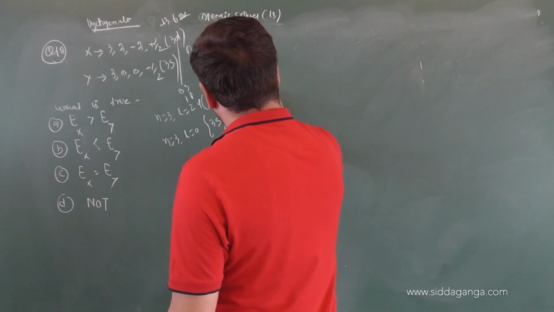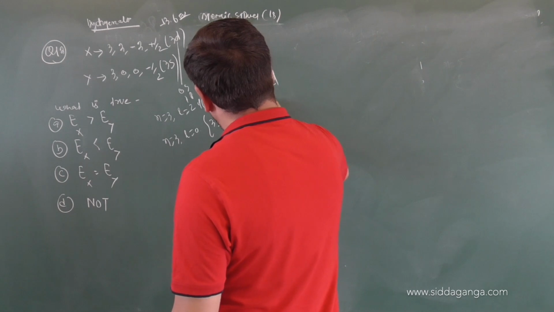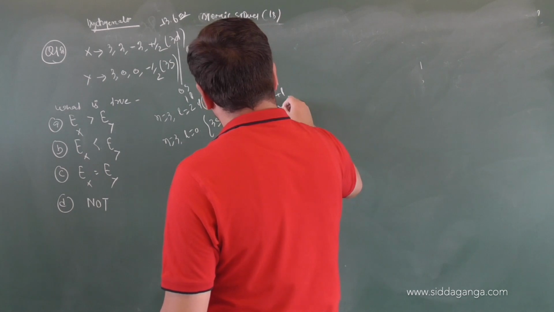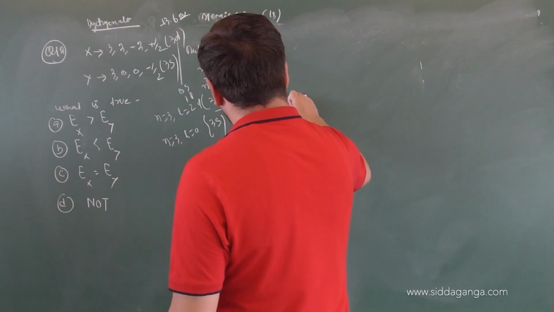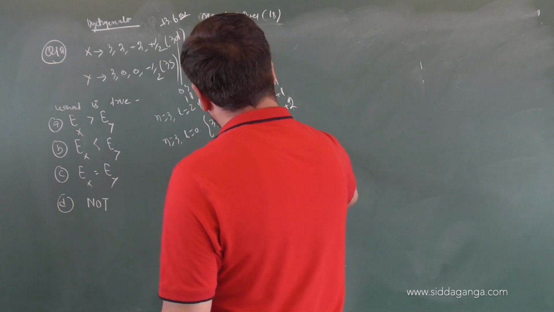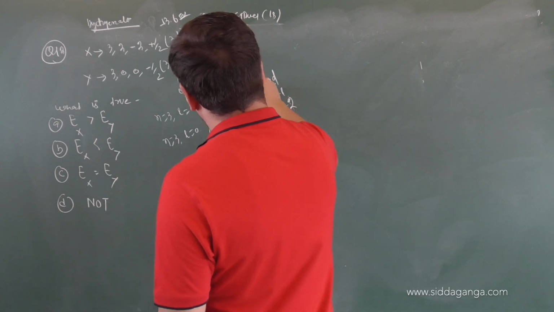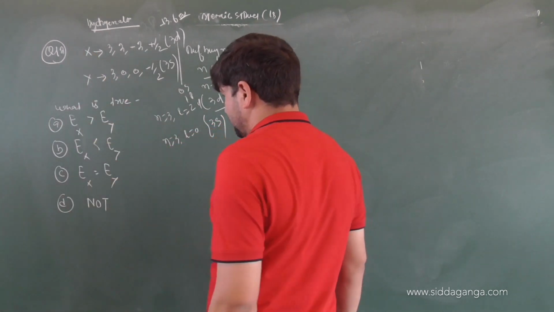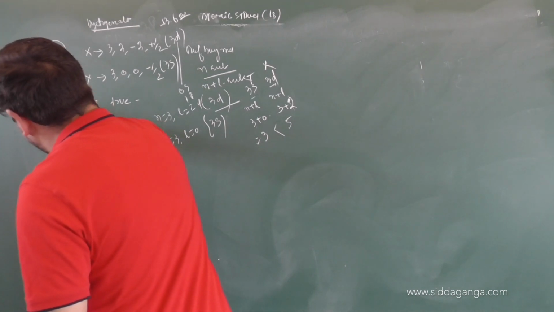Very simple now. Principal quantum number is same. So what is l value here? 0. So what is n plus l? n is 3, what is l here? 0. What is l here? 2, because it is d. So n plus l will be 3 here. What will it be here? 5. So 3 is less than 5. This is for y. This is for x. That means energy of x will be more than y. So energy of x is more than that of y. Correct option will be option A.